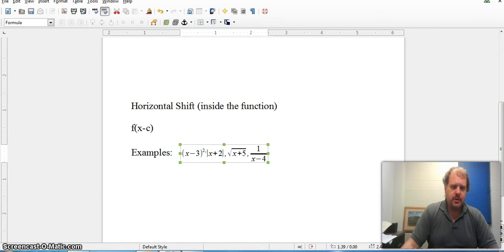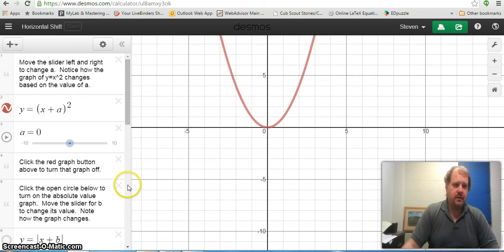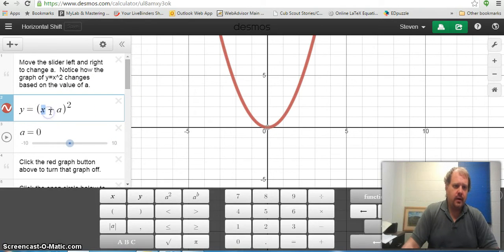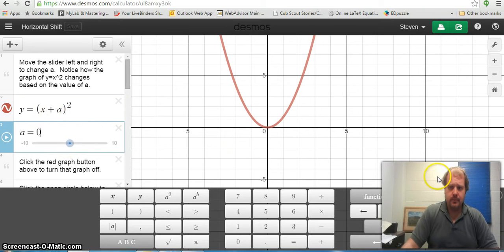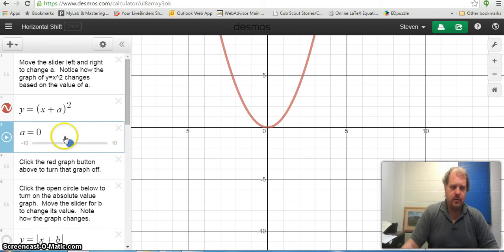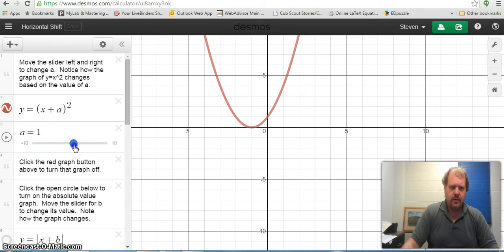So let's consider some examples. Again, you should have found a link for this interactive graph so that you can go in and also work with it. But here we have it written in the format x plus a squared. And I want you to see what effect that has now as we change a. Right now a is set to 0, so it's really just the x squared graph. But notice when a gets bigger, if I move it up to 1, x plus 1 actually caused the graph to move to the left 1 unit, kind of counter to what you'd expect.